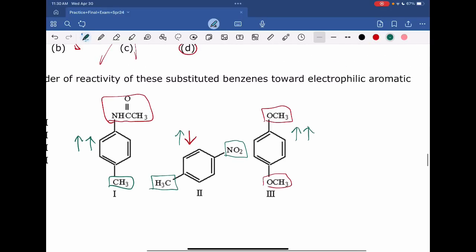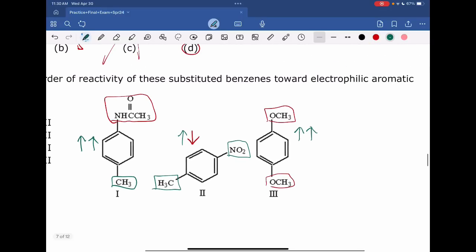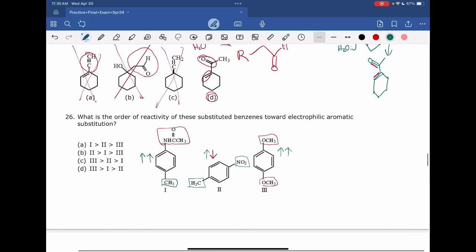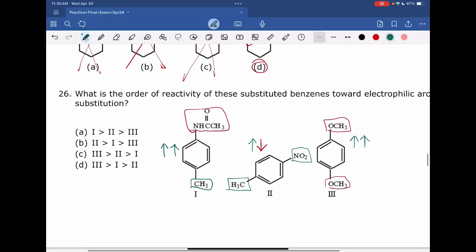So we know for sure that 2 has to be the slowest, so let's just look for an option that has 2 as being the slowest. That is D right away. None of these make sense because none of them have 2 in the end. So it's got to be D.